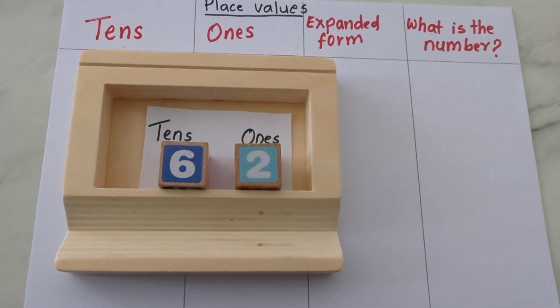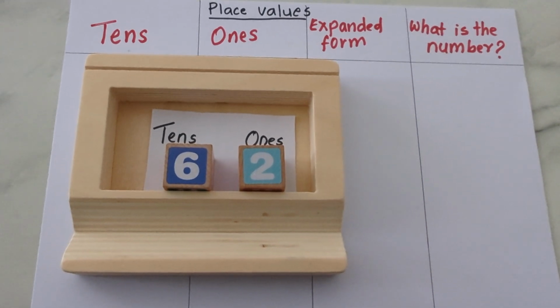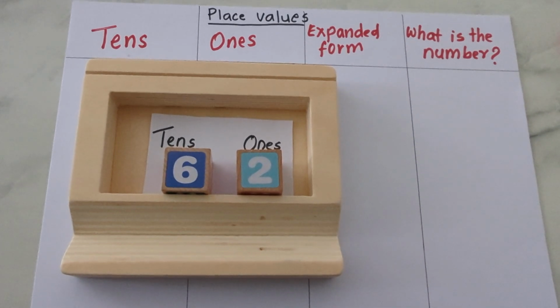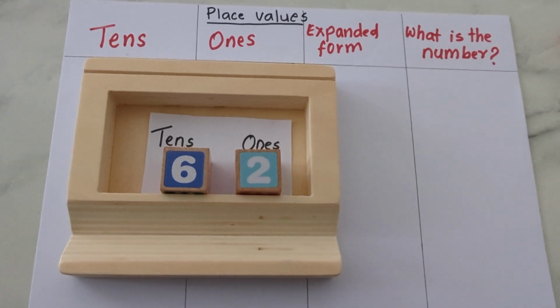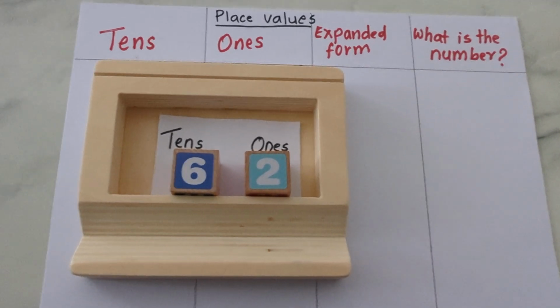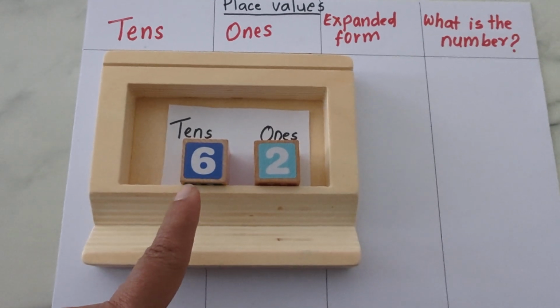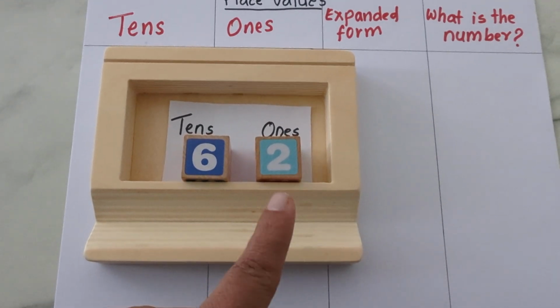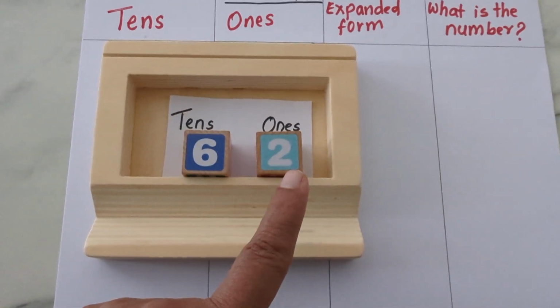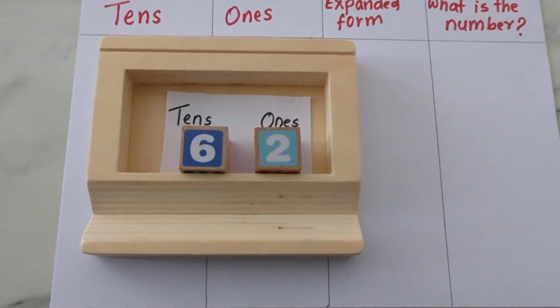Sometimes children learn counting, but it gets tricky for them to think that a number can be split into two places. Number 62 has two places. Number 6 is at tens place. So the value of number 6 is 60 here. And number 2 is at ones place. And the value of 2 is 2.